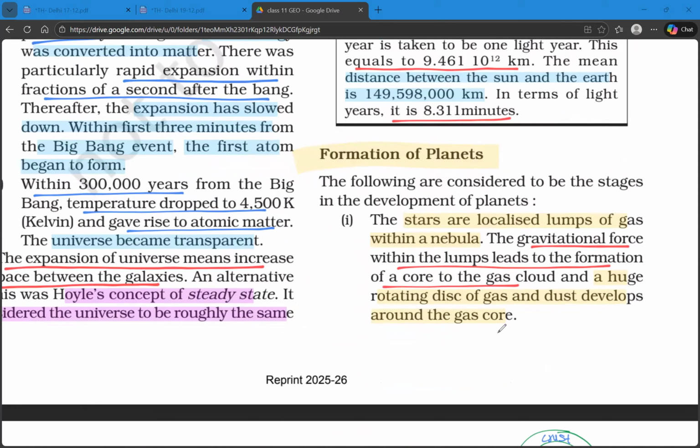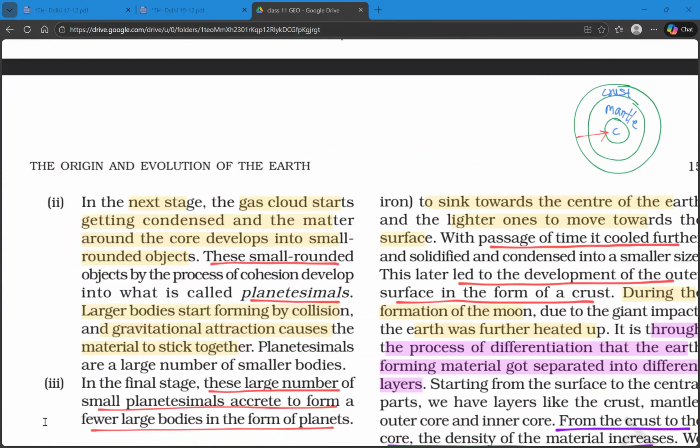The stars are localized clumps of gas within a nebula, as we studied in the previous topic. The gravitational force within lumps of gas leads to formation of a core. These get accumulated and become the core of a gas cloud. And then a huge rotating disk of gas and dust develops around the gas core. So this is the meaning of the first point. Now let's see the next one. In the next stage, the gas cloud starts getting condensed and the matter around the core develops into small rounded objects.